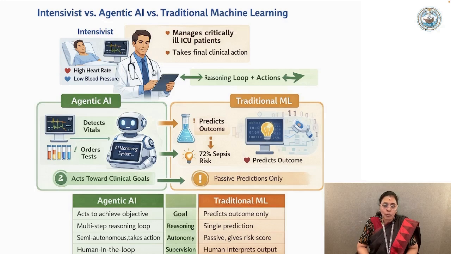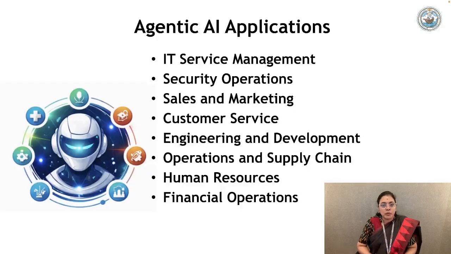So it sets a goal, and it checks for the reasoning, and it does some of the actions on its own, and finally it gives a prediction to the concerned person or to the consumer or whoever is using this system. These are some of the applications of agentic AI. Agentic AI has opened n number of opportunities across domains.